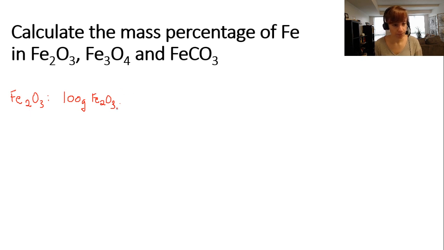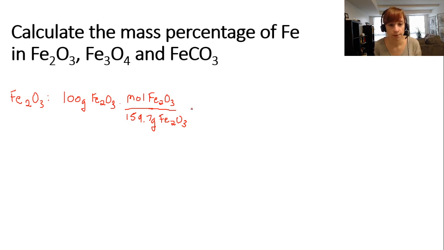So to convert from grams to moles, I'll need the molecular weight of Fe2O3. The molecular weight is 159.7 grams per mole. So I inverted it so that my grams will cancel out. My grams of Fe2O3 times this will give me moles of Fe2O3. Okay.